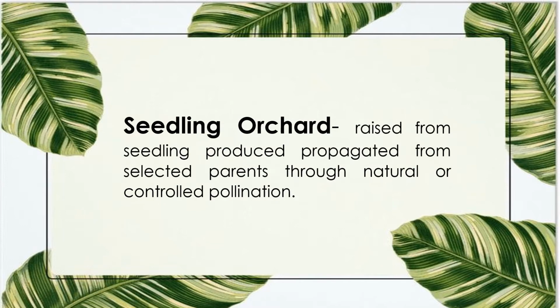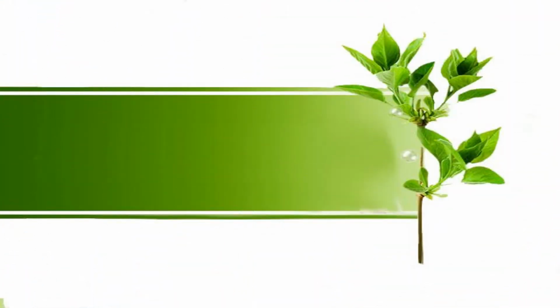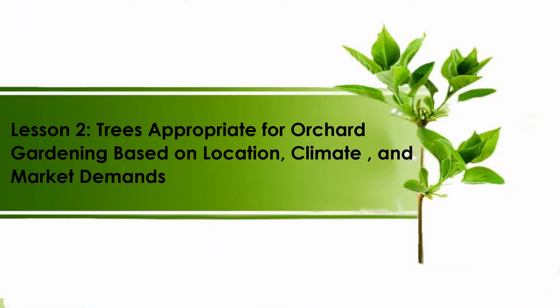Next, seedling orchard. Raised from seedlings produced and propagated from selected parents through natural or controlled pollination. Now, let's have the lesson 2. Trees appropriate for orchard gardening based on location, climate, and market demands.